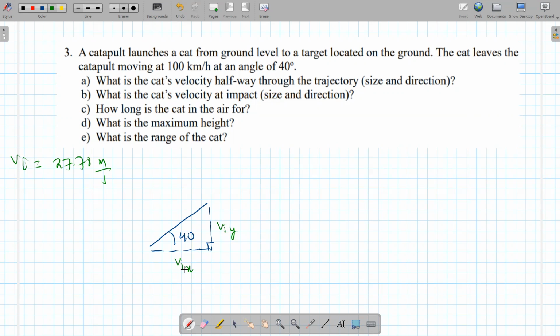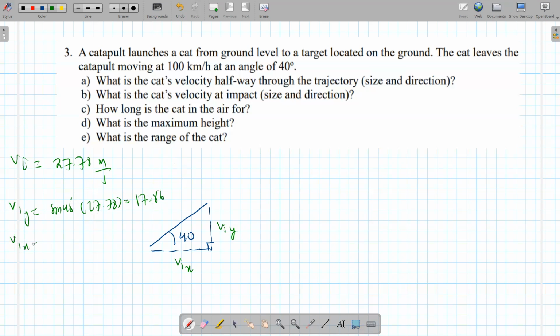And we know the X component is given by cosine, because it's the adjacent. X is the cosine, Y is the opposite, so Y is the sine. You can do just sine 40 times 27.78 and you'll find V1y. And then cosine for the V1x. So times 27.78, that is going to be 17.86.